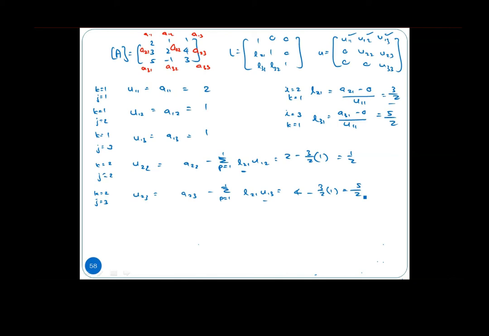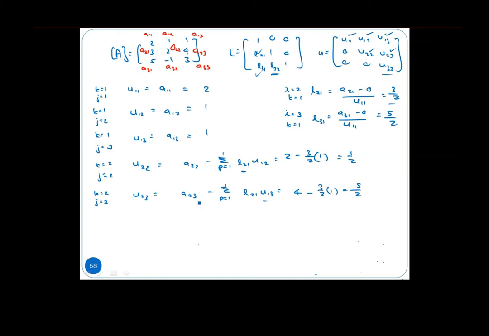So again here, our U22 done, U23 done, right? Then our L21 done, L31 done, right? So now we are leaving only L32 and L33.